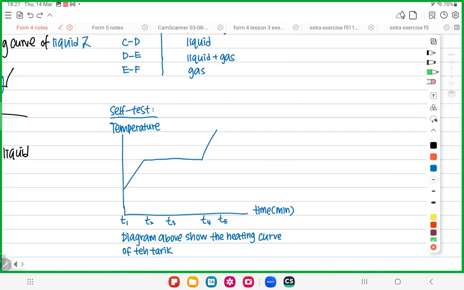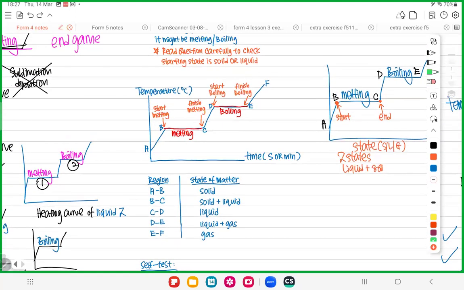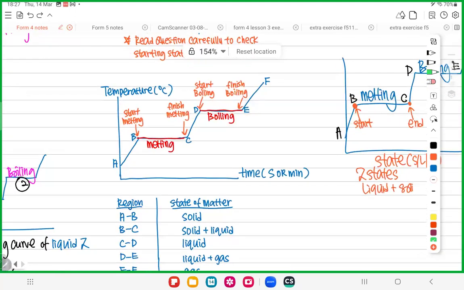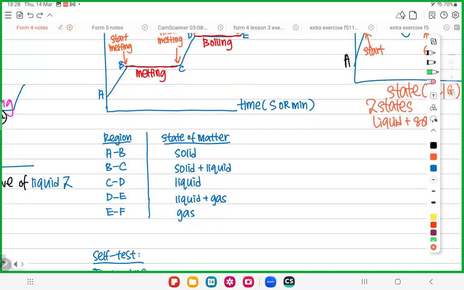Are you okay with this concept? So remember, guys, when you are on the horizontal line, you always have two states. When you are on the slanted line, you always have one state. Not hard, but you have to be very, very careful with this. Okay, so we're done. Now let's try one question together.